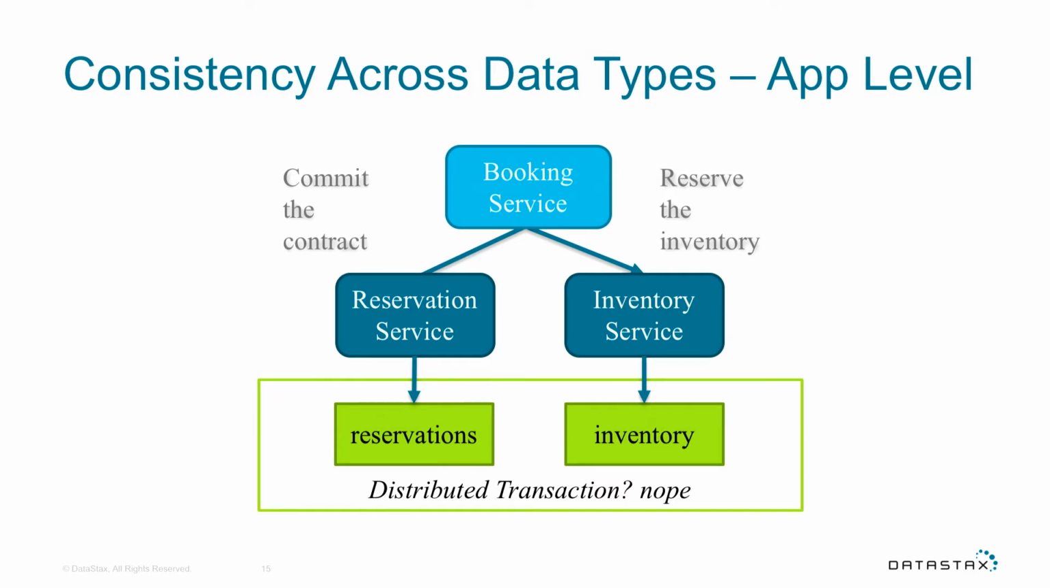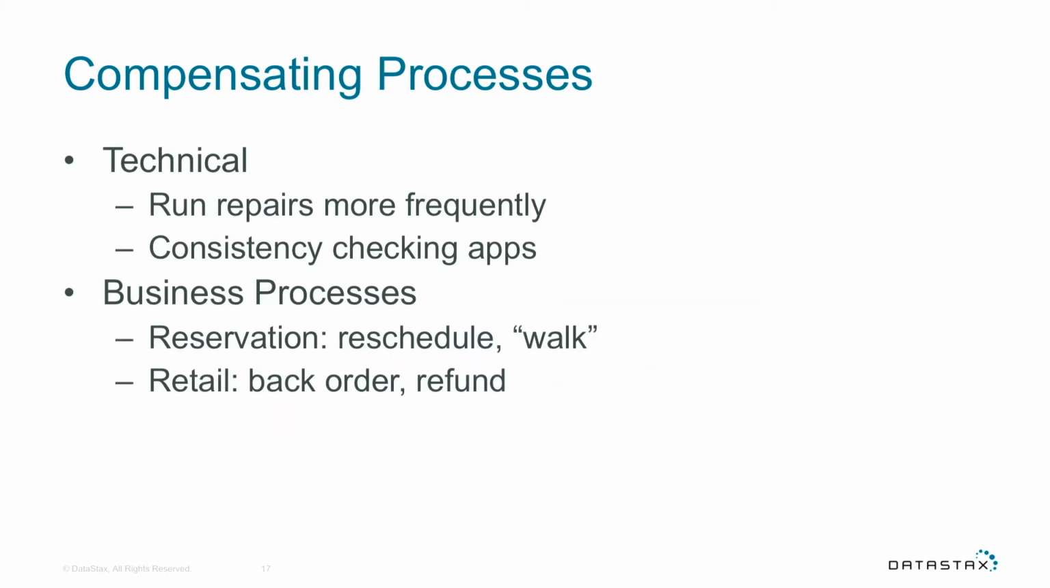Lightweight transactions to protect inventory counts, retries within that booking service, and beyond that, compensating processes to detect and clean up failures. So let's talk about compensating processes. These are processes that are meant to detect and recover from errors that occur in our system at a later time. From a technical perspective, Cassandra's built-in repair mechanisms are a compensating process.